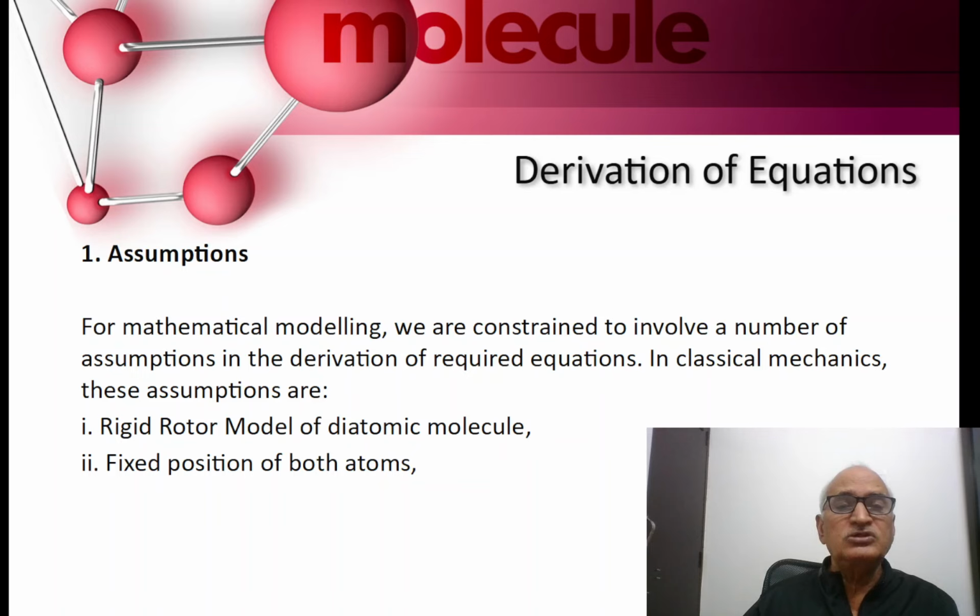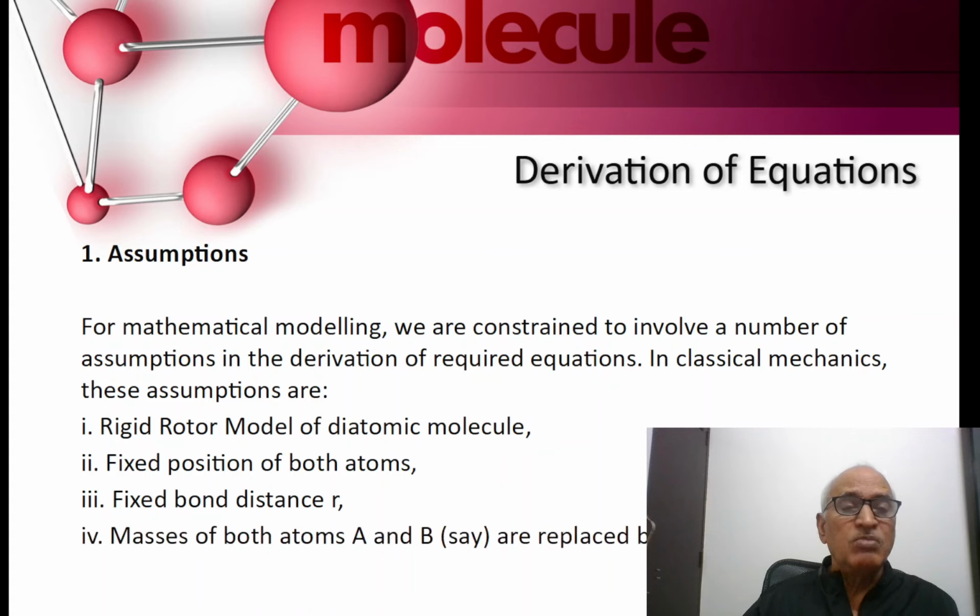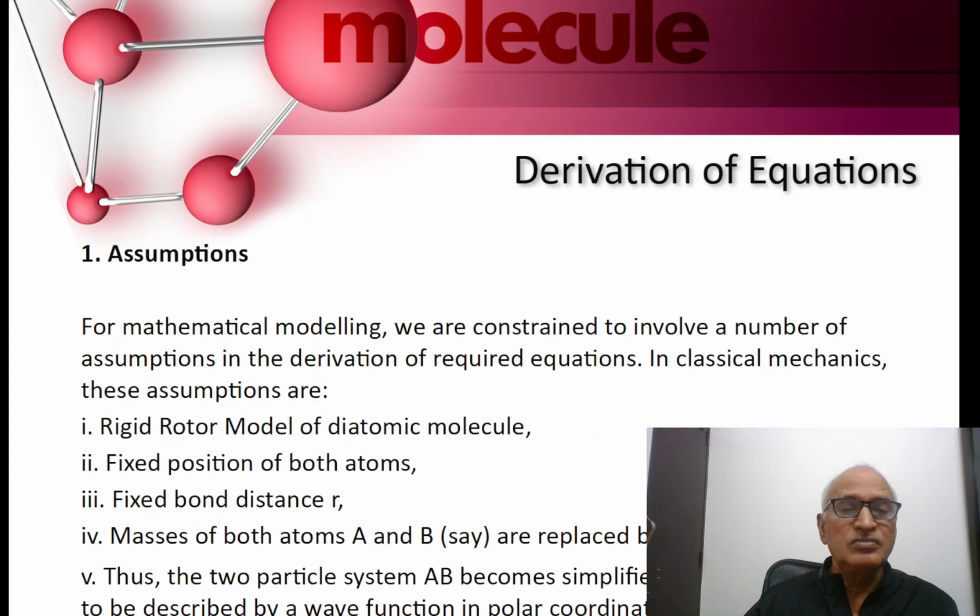Molecules are continuously rotating, in all phases: gas, liquid, solid. So saying fixed position of both atoms is wrong, but for mathematical simplicity we have to assume this fixed bond distance r. Again, this is an assumption, not true. Masses of both atoms A and B are replaced by the reduced mass mu AB. Thus, the two particle system AB becomes simplified as a one particle system.